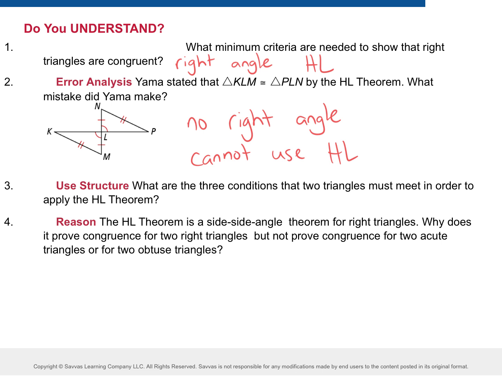Number 3, what are the 3 conditions that two triangles must meet in order to use hypotenuse leg? Right angle, hypotenuse, and then... Right angle is the same answer as number 1. Right angle, hypotenuse, and a leg. Specifically, what do that hypotenuse and leg have to be? Congruent to each other. Yep.